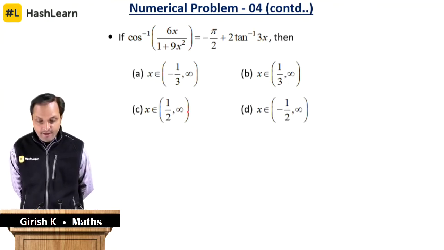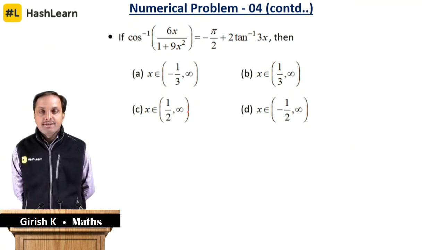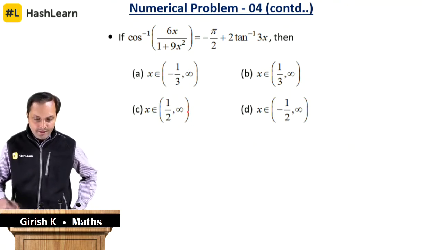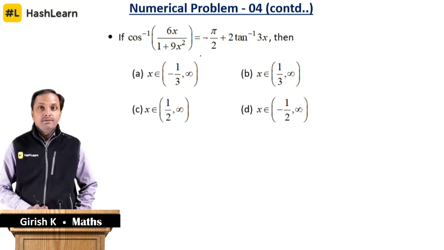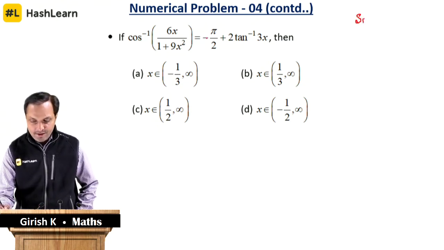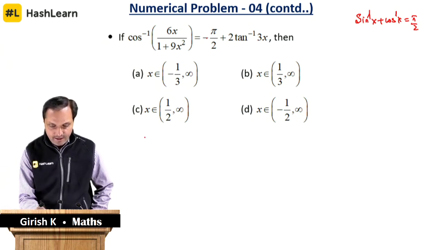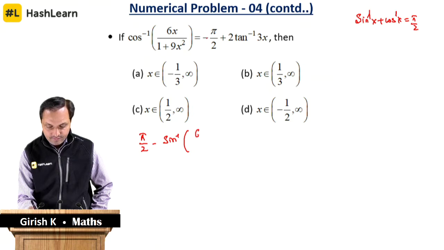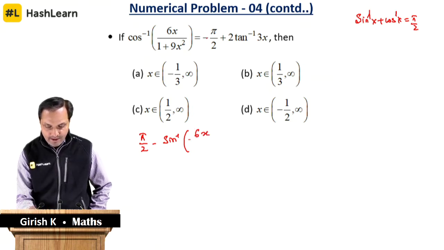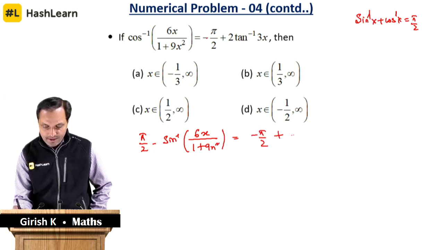So how to go ahead and find the value of x? What you can do here is, there is minus pi by 2 here. So we know the formula, sine inverse something plus cos inverse same thing is equal to 90. Because there is a minus pi by 2 there, I would like to write cos inverse of something as pi by 2 minus sine inverse of something. What is that something? 6x by 1 plus 9x square is equal to minus pi by 2 plus 2 times tan inverse 3x.